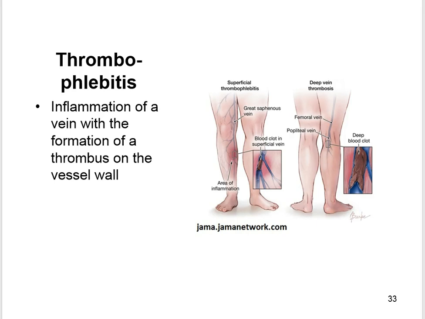Thrombophlebitis, this is an inflammation of a vein with the formation of a thrombus on the vessel wall. An abnormal mass of platelets is formed, then the mass deposits on the vascular surface. The affected vein may be partially or completely obstructed. It usually occurs in the extremities, usually the legs, the superficial veins, and the deep veins.